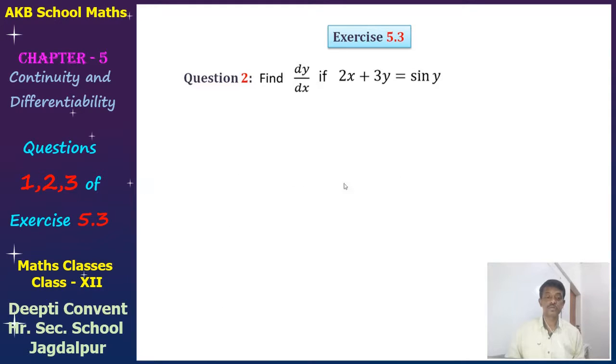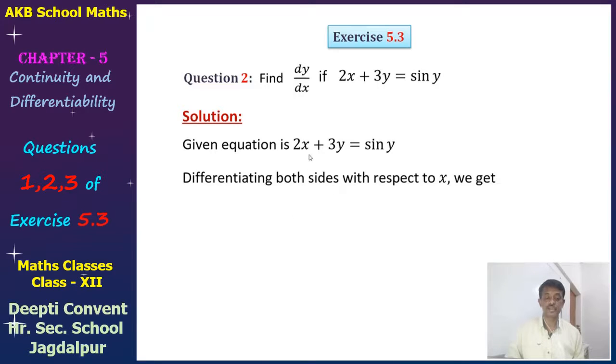Here, 2x plus 3y equals sin y. The right side changes. So let us find: the given equation is 2x plus 3y equal to sin y. Again, differentiate both sides with respect to x. We get d/dx of 2x, d/dx of 3y, and d/dx of sin y.